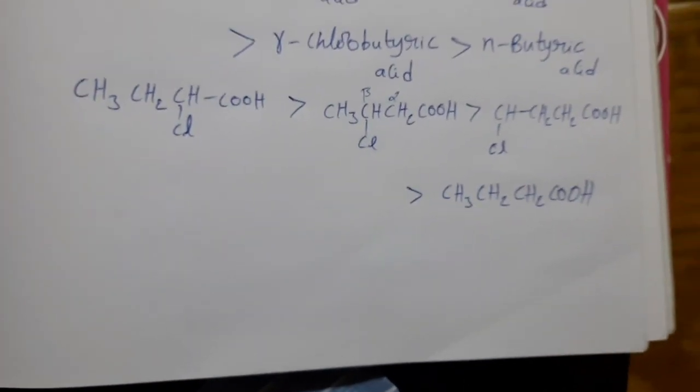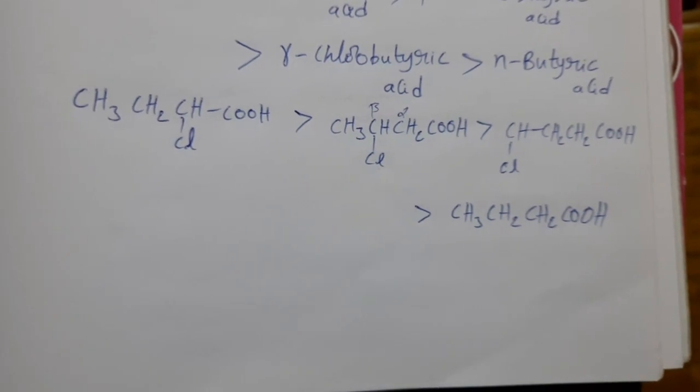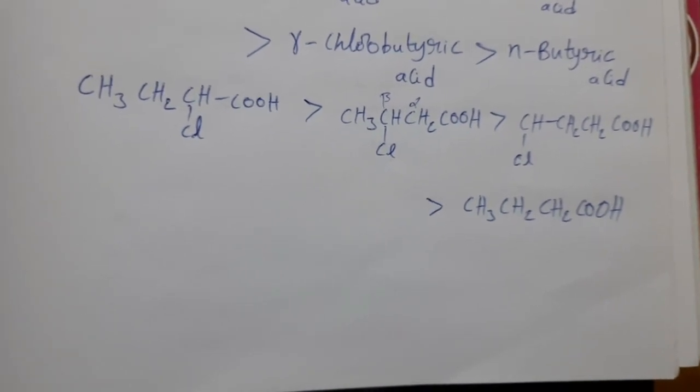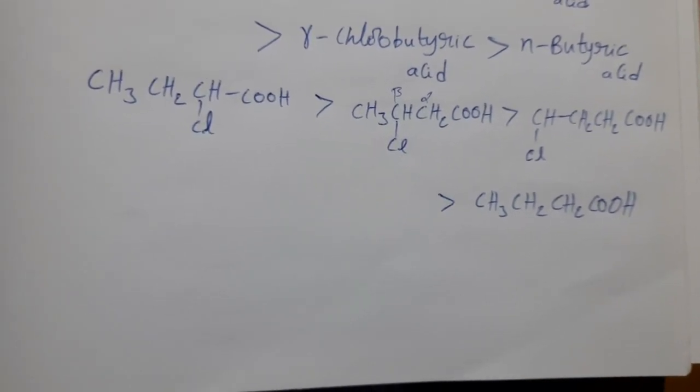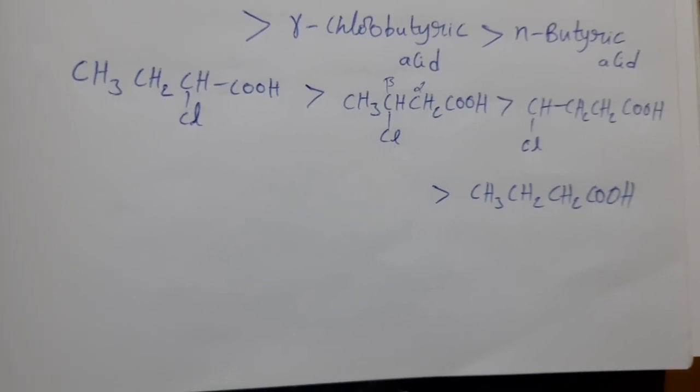Okay. So in this way, electron withdrawing groups increase acidic character and electron releasing groups decrease acidic character of carboxylic acids.